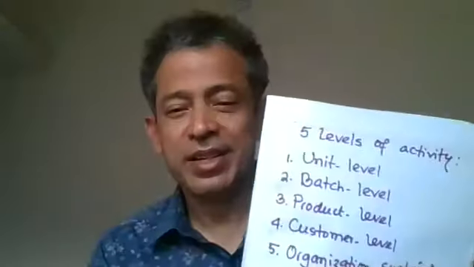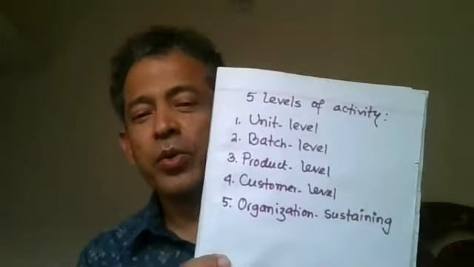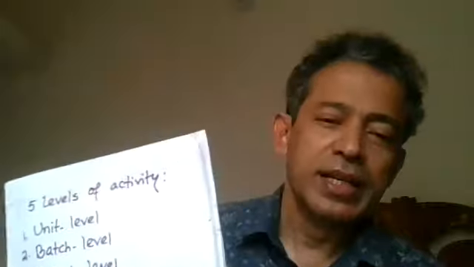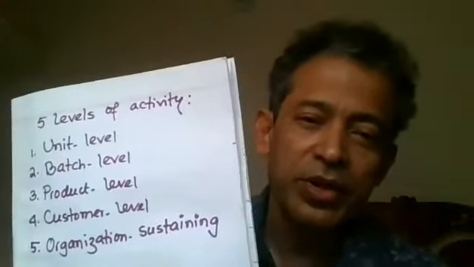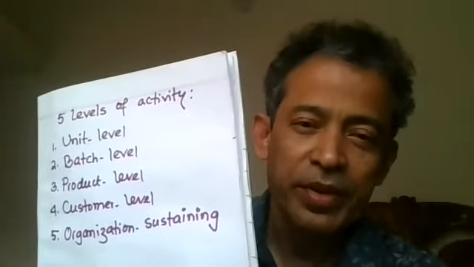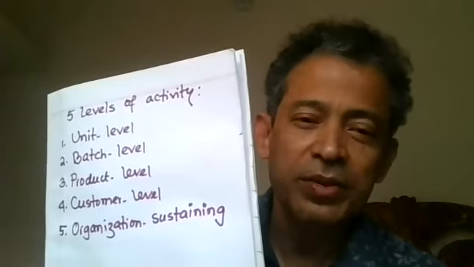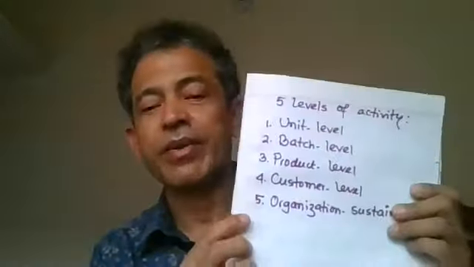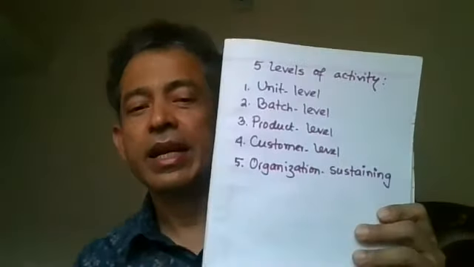So let's get to the center of ABC. Before actually designing or implementing ABC, we find that there are 5 types of activities that organizations engage in. Or you can classify all activities into these 5. You could have unit level activities, then batch level activities, then product level activities, then customer level activities, and finally, organization sustaining activities.